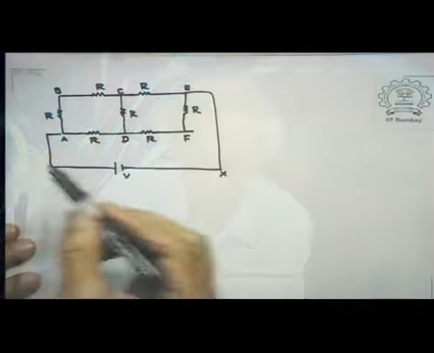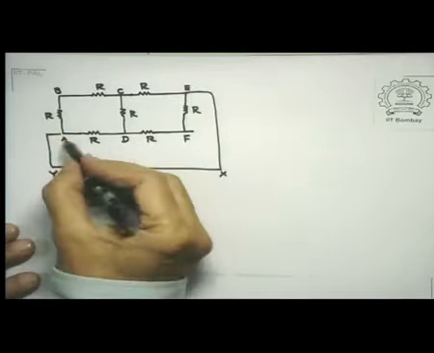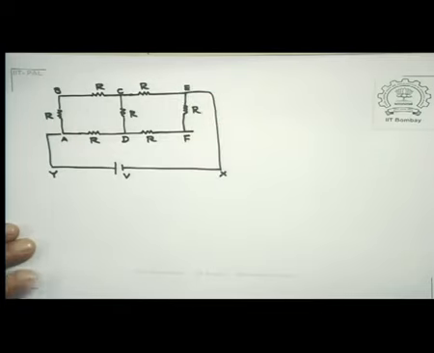Let me consider another circuit where we can use symmetry to our advantage. So let's look at this circuit, and we are supposed to find out what is the equivalent potential across the point A and the point E. So look at this now.